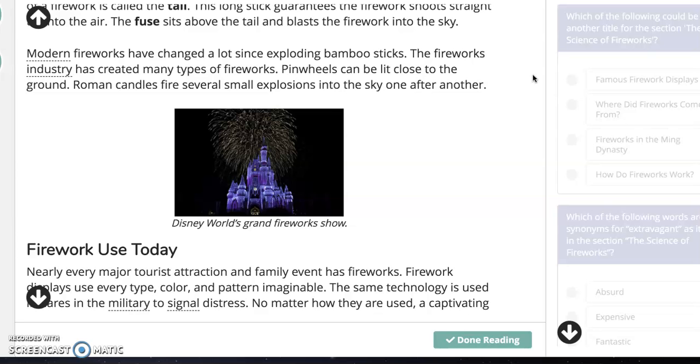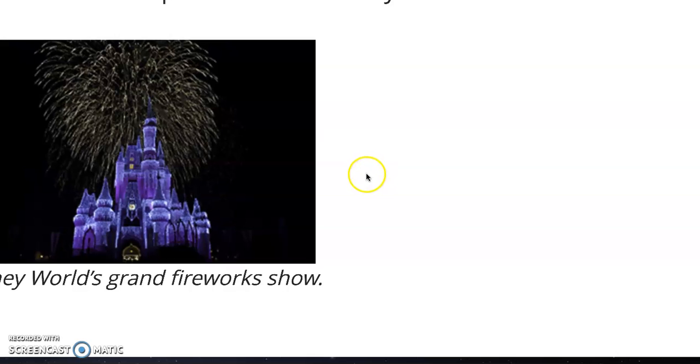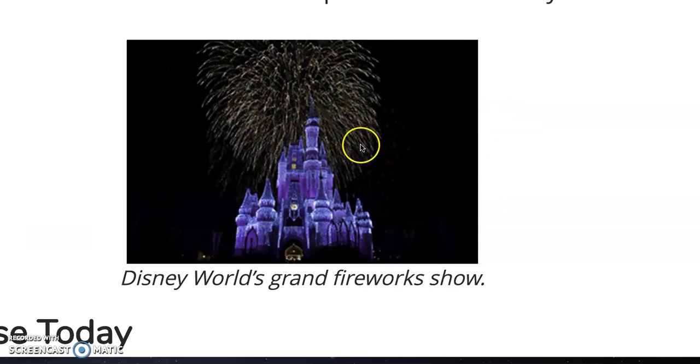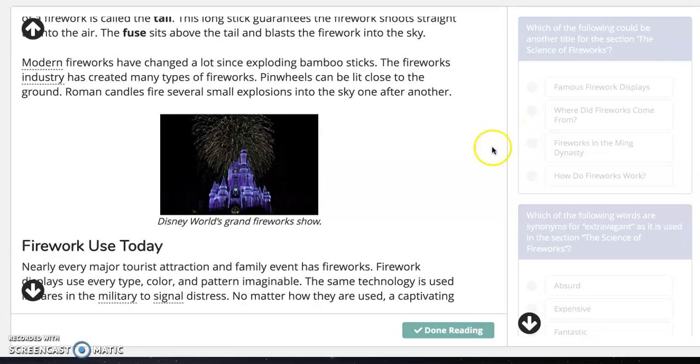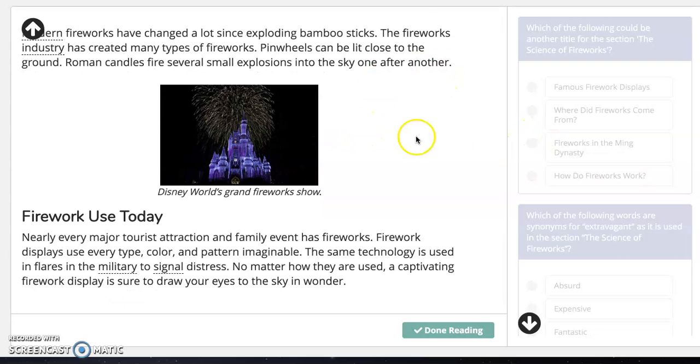Roman candles fire several small explosions to the sky one after another. So it's like pew, pew, pew, pew, pew. Here's another photograph of Disney World, one of my favorite places ever. This is the castle, and then you can see a huge firework going off up top. They are known to have really big fireworks all the time.